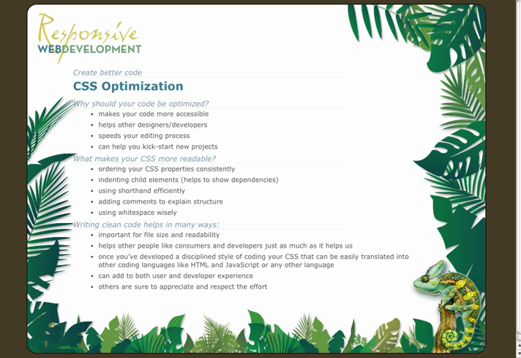Things that make your CSS more readable are ordering your CSS properties consistently. There's all sorts of different strategies and techniques to do this, and we're going to be talking about a lot of them in some of these upcoming videos. The next thing you can do is indent child elements. This helps to clearly show dependencies within the various items that might be part of your CSS file.